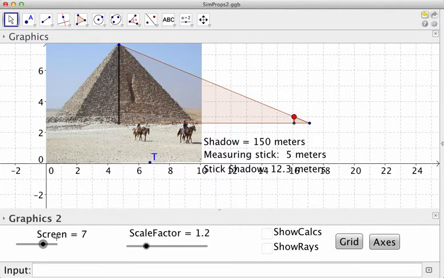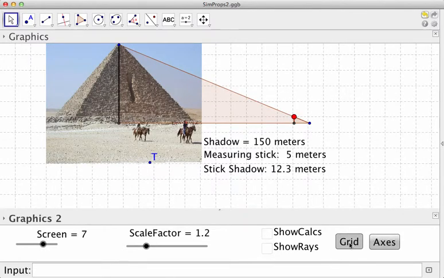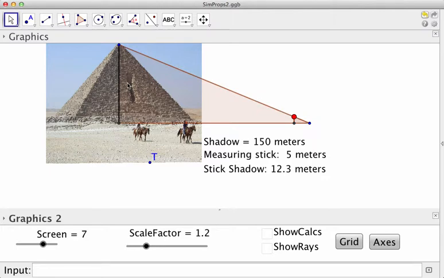Screen 7 gives us an opportunity to use a similar triangle to figure out the height of this pyramid. So what we see is that this pyramid casts a shadow, which is equal to, we'll say, the distance from this black dot all the way out to this blue dot. Meanwhile, we have a measuring stick right here that goes up to the top of the red dot and has a length of 5 meters. When we find the length of the shadow that the stick casts, it's 12.3 meters.